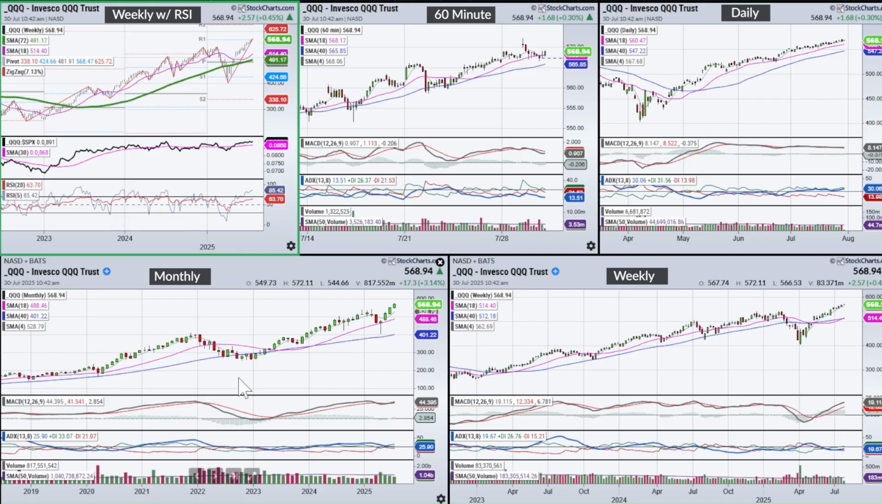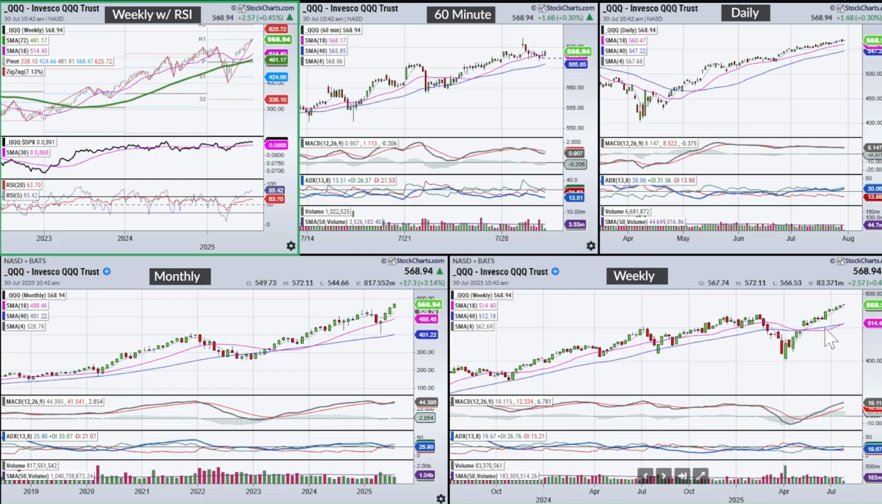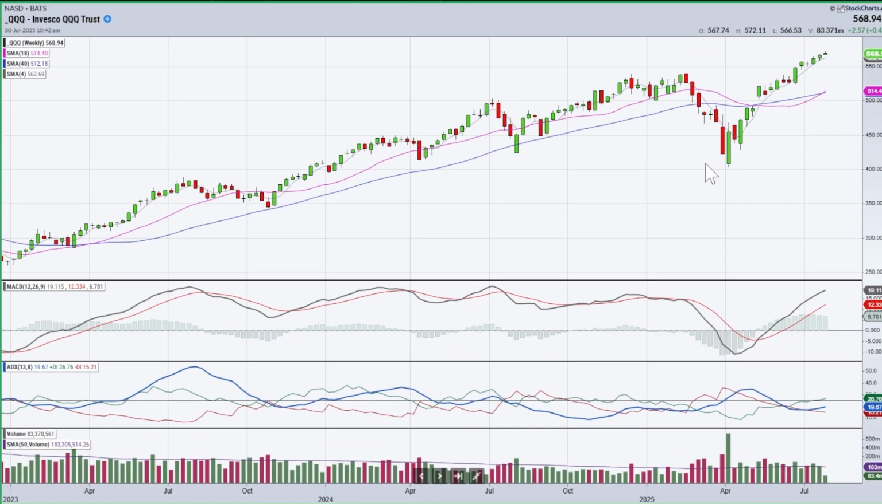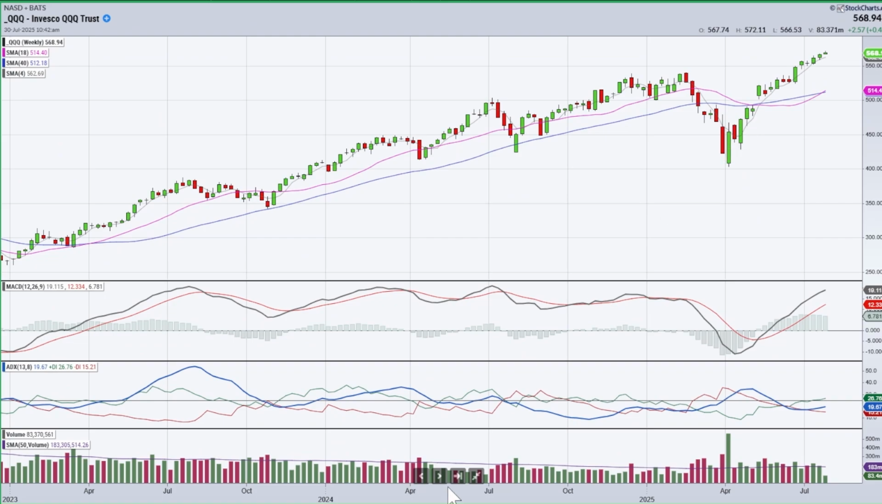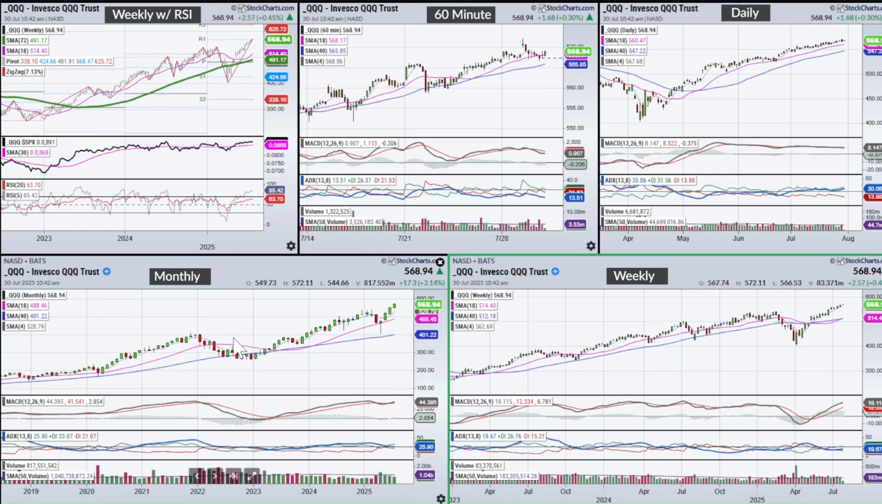All right. Now, let's start out with the QQQ. We're kind of in this same mode here where the market continues to push higher. If I look at the weekly chart, in fact, let me just make sure everyone sees this. We've got a monthly chart in the bottom left, weekly chart in the bottom right. I've got a daily chart in the upper right. In the upper middle is a 60-minute chart, and then in the upper left is the weekly chart with the zigzag and the relative strength and the RSI we just talked about.